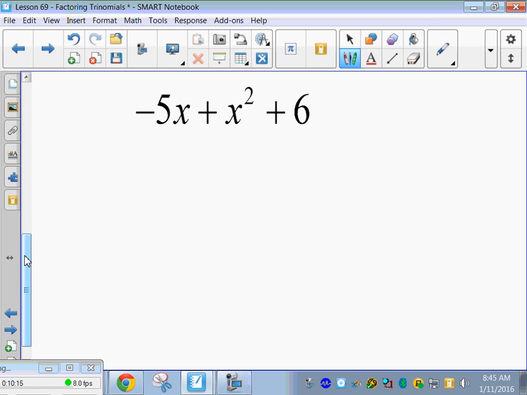Negative 5x plus x squared plus 6. So it's kind of out of order here. So the first thing we need to do, Ben, what do you think? You want to put x's first? But before that, what should we do? What's wrong with it? Why does it look weird? Yeah, Andrew. Yeah, we need it to be in descending by exponent order. So the x squared's first, then the minus 5x, then the 6. Now, then, we can do what you're talking about. We can put our parentheses and our x and our x.